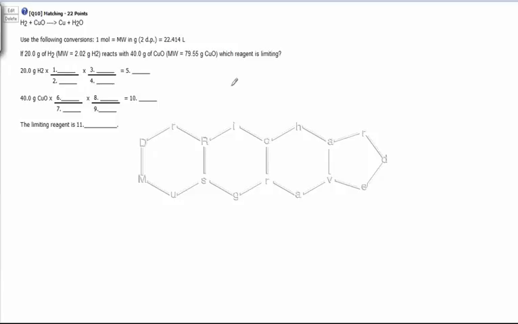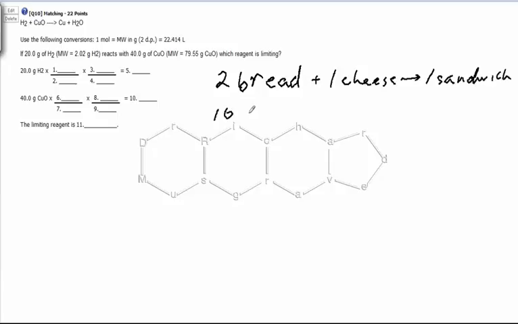And this is in the spirit of what I described before, and I'll do it again over here, the cheese sandwich reaction. To make a cheese sandwich we use 2 bread plus 1 cheese, and that would give us 1 sandwich. And if we had 10 slices of bread and 6 cheese, I'd want you to understand that we could only make 5 sandwiches, and we'd have 1 slice of cheese left over.